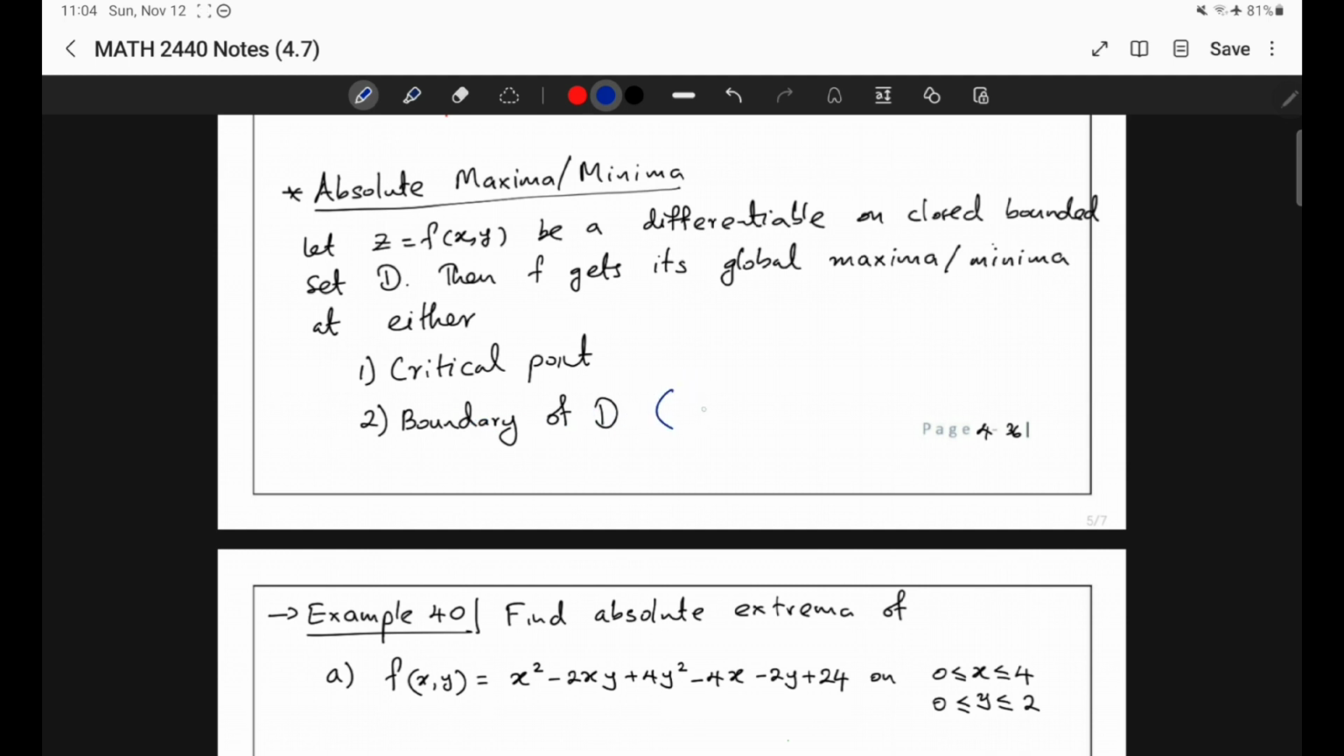We use partial D to indicate the boundary. So to find the global maximum and minimum, you find all the critical points, you find all the boundary points, and find the function values at each of these points. Then the maximum value will be the global maximum, and the minimum value will be the global minimum. Now we will do an example.